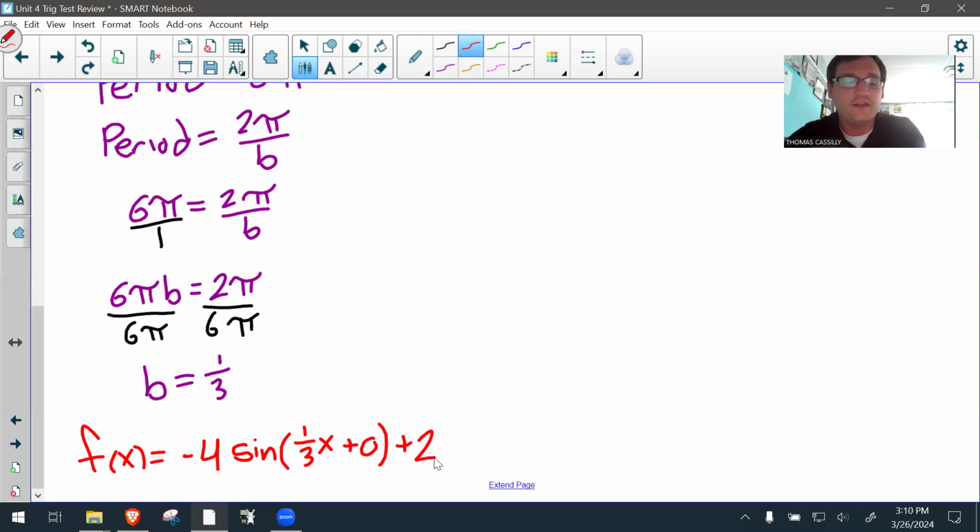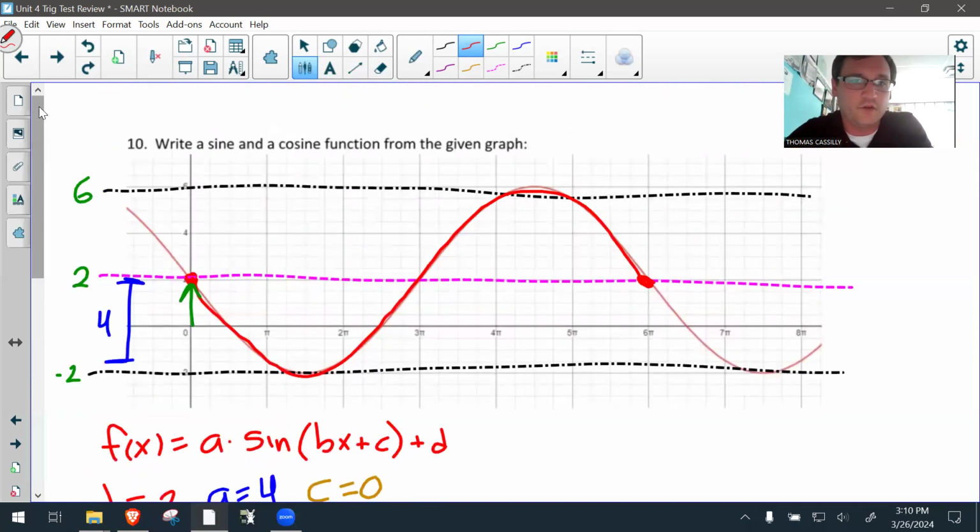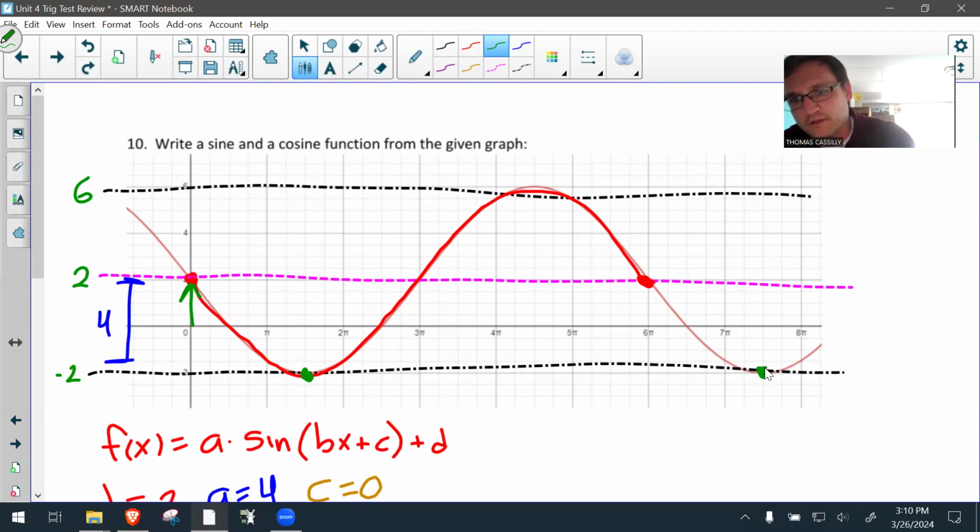And there you go. That is our sine function here. If we were to graph this wave here, that is a sine graph. All right. Now the next one is they want us to go ahead and do the same thing, but find a cosine graph instead. So cosine, it starts and stops at its peaks, or in this case, its valleys.